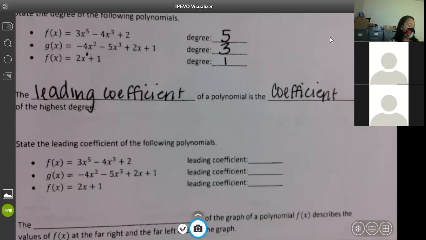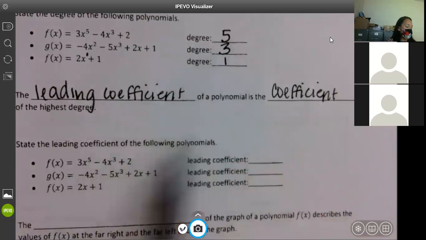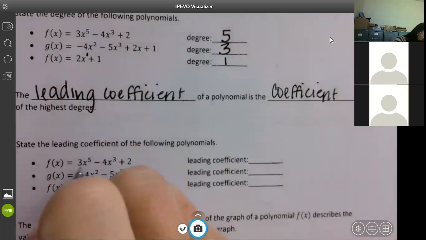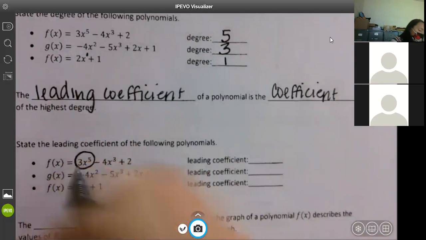All right, so the next part says state the leading coefficient of the following polynomials. These are the same equations that we just saw, okay? So this one's degree 5, 3, and 1. These are the same equations. So you're looking for your highest power. We said this one was degree 5.